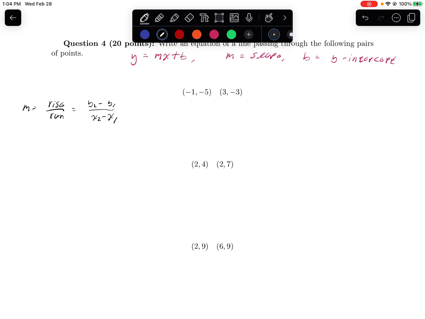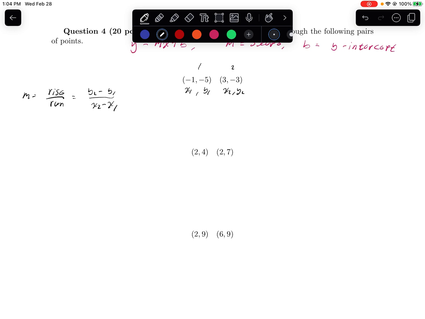To find this, let's assign which of these points is point 1 and which is point 2. We'll say that this is point 1 and this is point 2, so this is going to be x1, y1, x2, y2. Now we can find the slope. It's given by -3 minus -5 over 3 minus 1. -3 minus -5 is the same thing as -3 plus 5 over 2, or 2 over 2, which is 1. So our slope is 1.